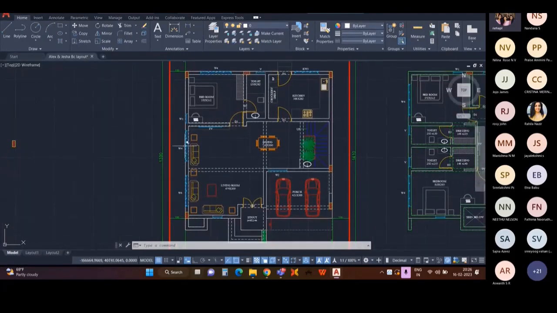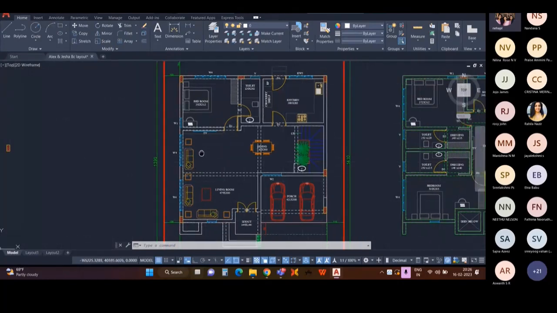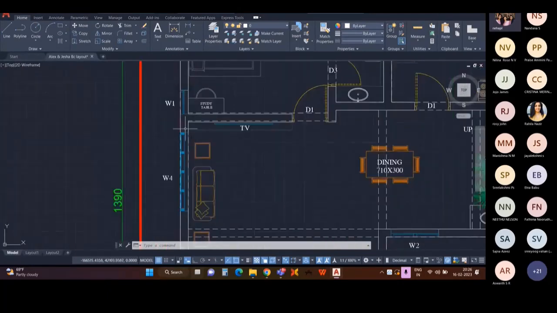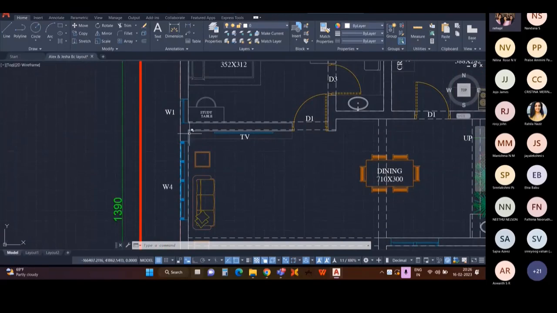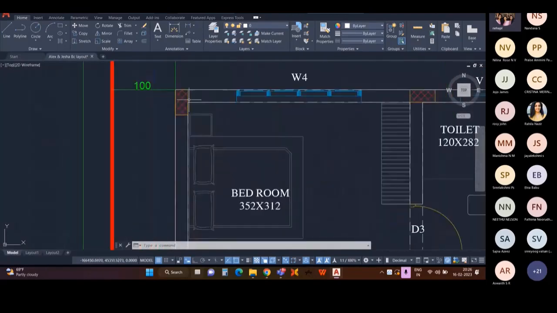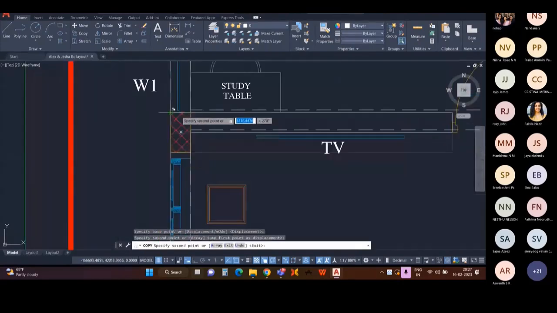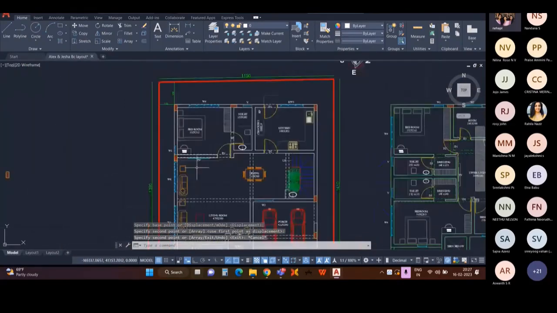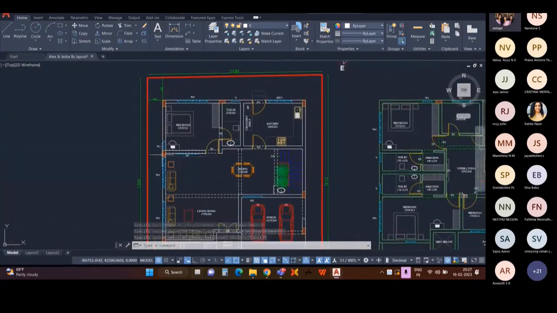For that, we need to find a place where this column can be placed. So we need to find a wall so that we can place a column. When we look here, there is a wall portion where we can place a column. I will be copying this column from here and pasting it. So I have pasted a column at this portion and it's okay in the ground floor.